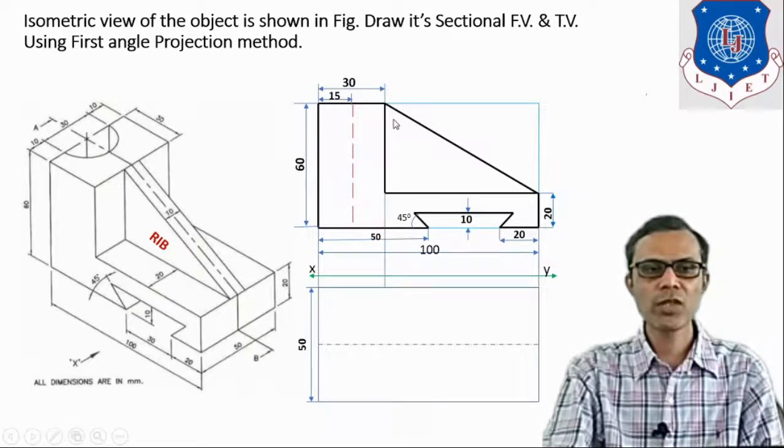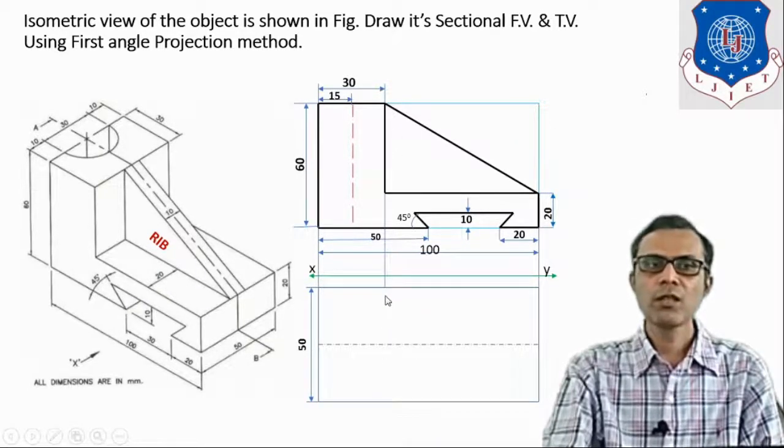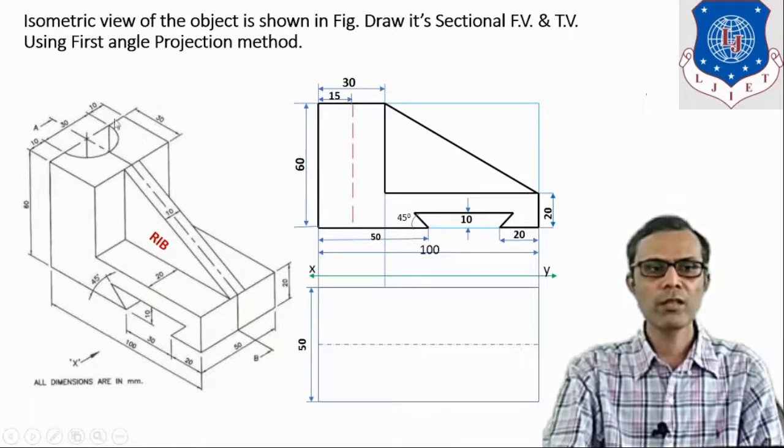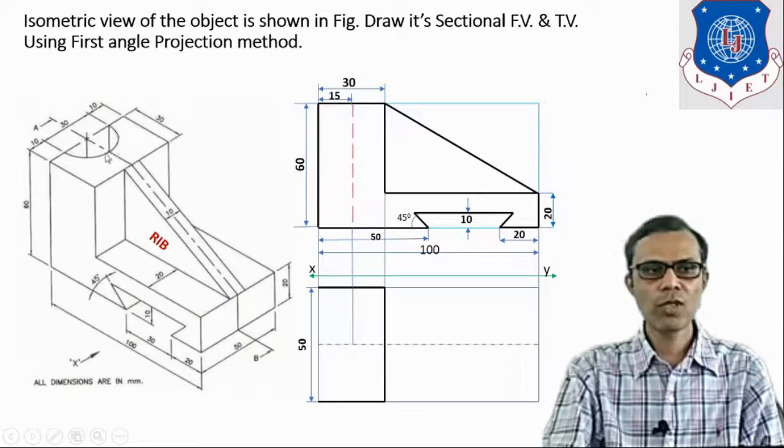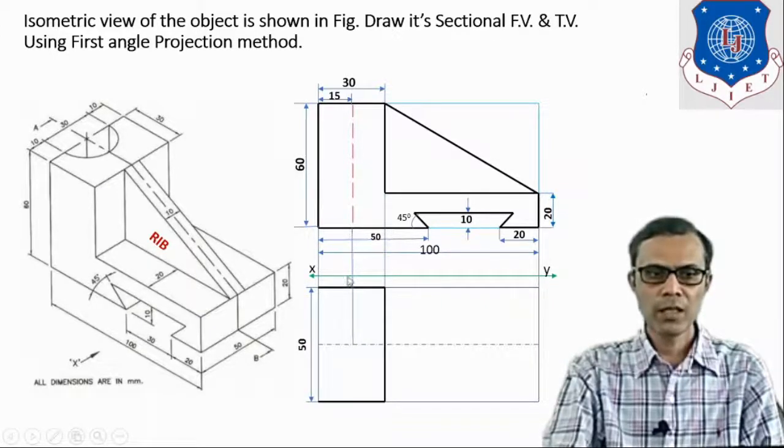Now draw the projection from this part. Here it is the length 30 mm. From this point by projection we got that length 30 mm, and it is clearly visible. So draw these lines. Now to draw this semicircular wall, we need to locate its center, and it is located at a distance of 15 mm. So from this hidden detail, draw the projection.